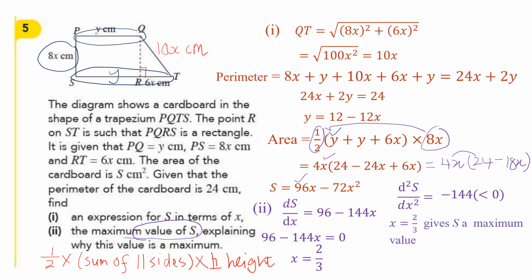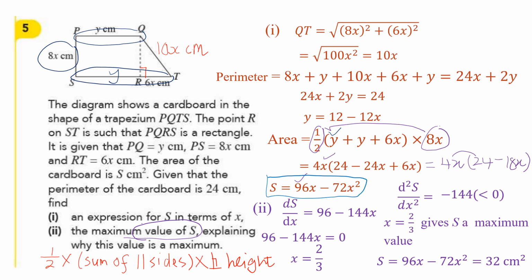So how do you present it? So this is how we do it. x equals 2/3 gives S a maximum value. And we're asked to find this value. So we need to substitute x equals 2/3 into here to find the value of S, which is 32 centimeters squared. So therefore, if you want your trapezium, the cardboard that you use to make your trapezium, to have the maximum area of 32 centimeters squared, then the value of x has to be 2/3.